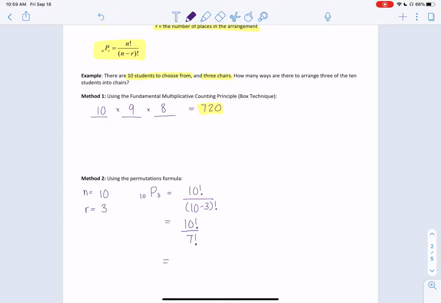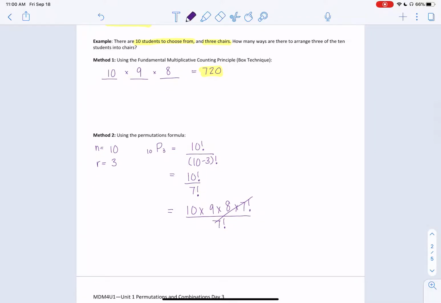And if you expand that to simplify it out, we'll have 10 times 9 times 8 times 7 factorial all over 7 factorial. So now you can see how this matches our example above, and then we will get 720 ways again. So that's a good way for you to see how this works, doing it by hand with our box technique or by using the whole formula. Now, sometimes having the visual really helps, but if we have really, really big numbers, using the equation makes things much more efficient.